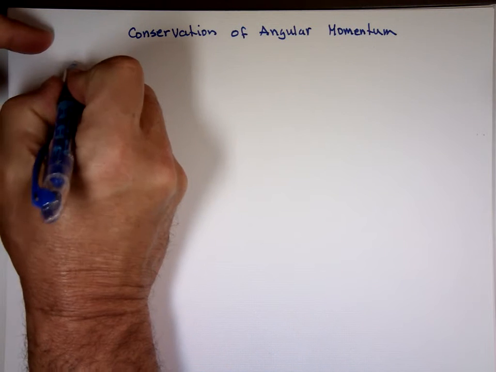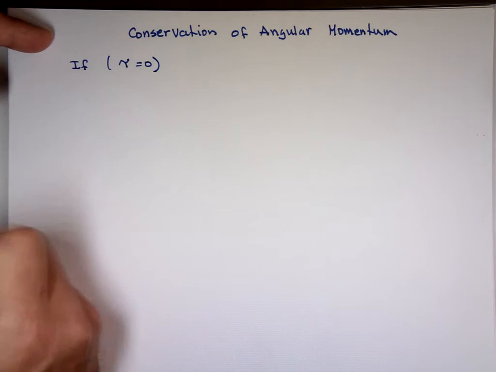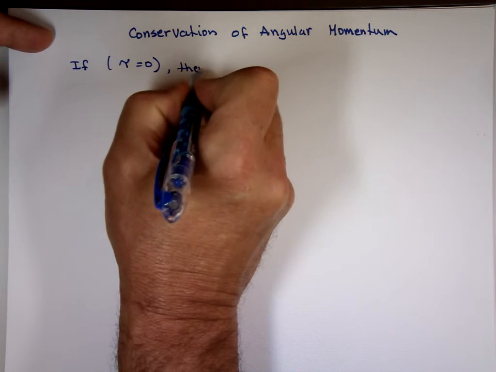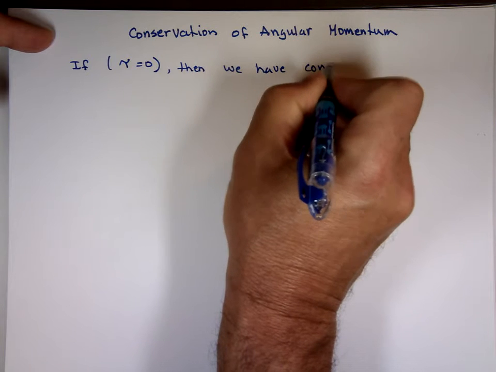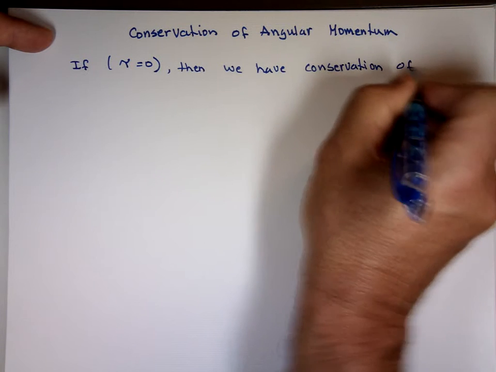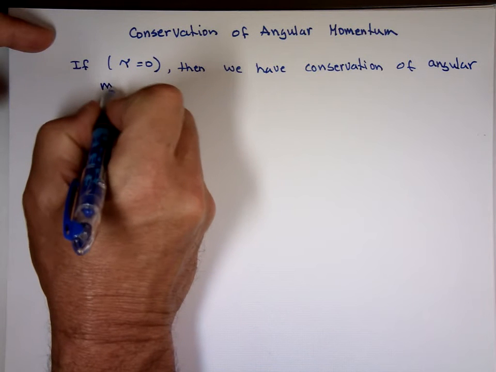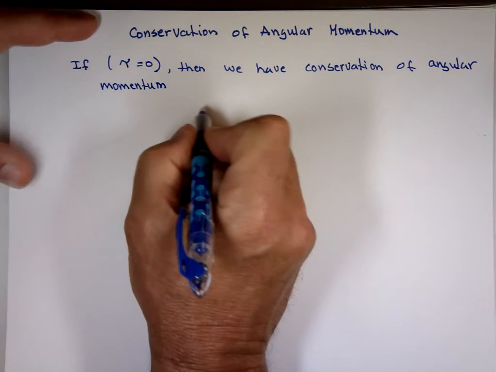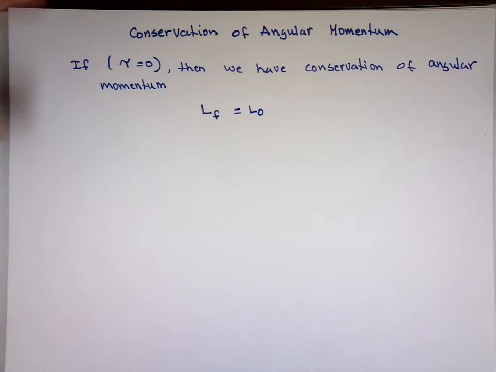So if the net torque is 0, then we have conservation of angular momentum. Which means the final momentum, we use L for angular, should equal the initial momentum.